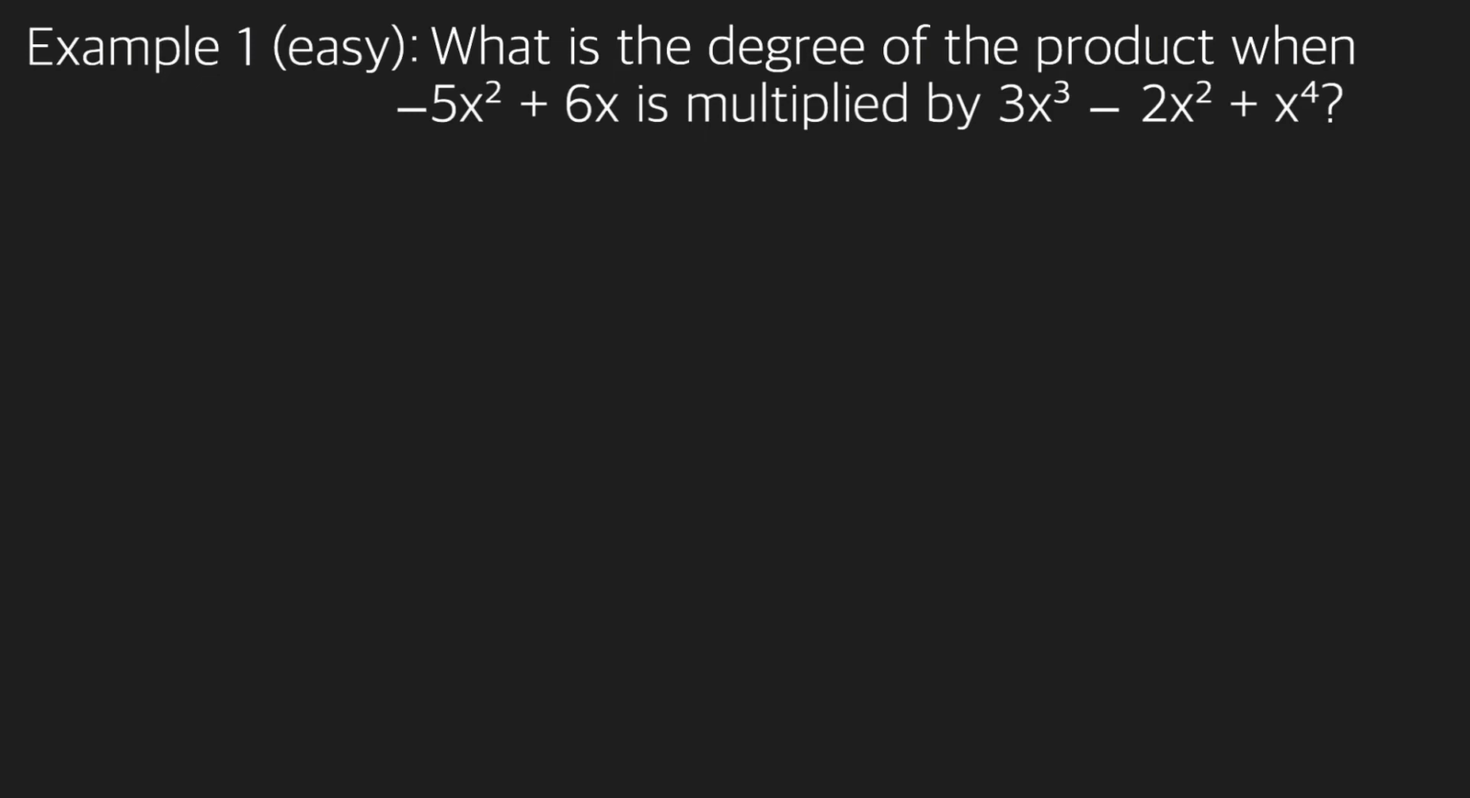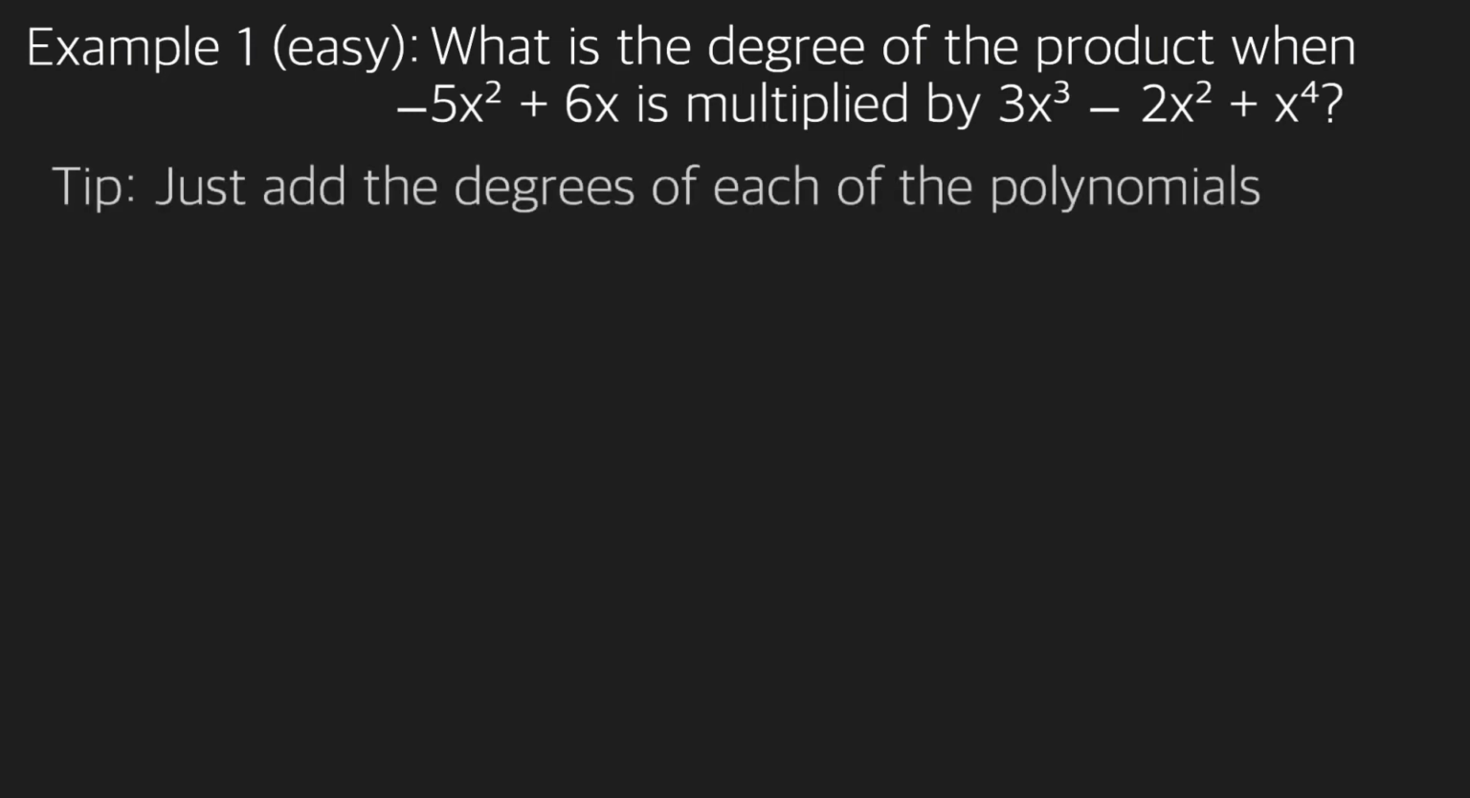What is the degree of the product when negative 5x squared plus 6x is multiplied by 3x cubed minus 2x squared plus x to the 4th power? Here's a tip. Just add the degrees of each polynomial.